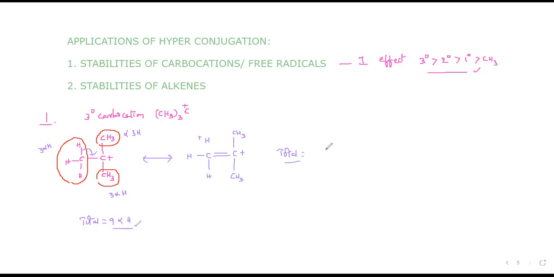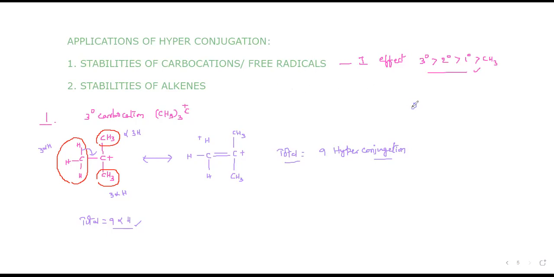Total we get 9 hyperconjugative structures. 9 hyperconjugative structures from tertiary carbocation. Keep this in your mind. Let's go for any secondary carbocation. Let me go with the secondary carbocation here itself.